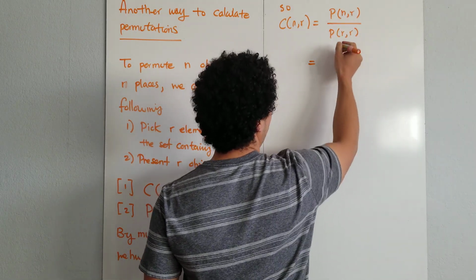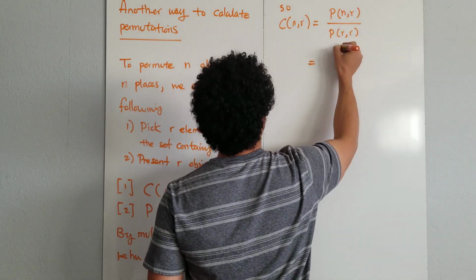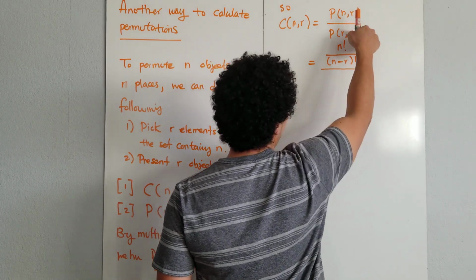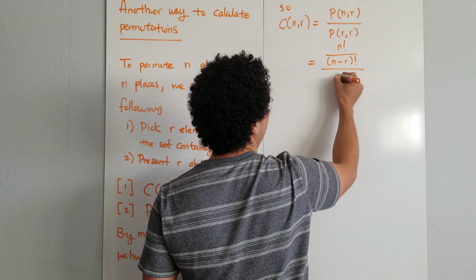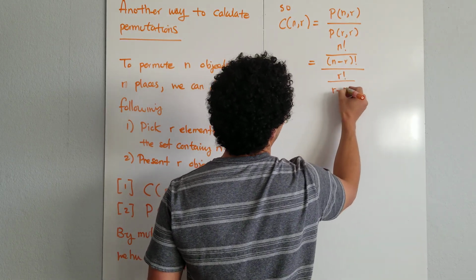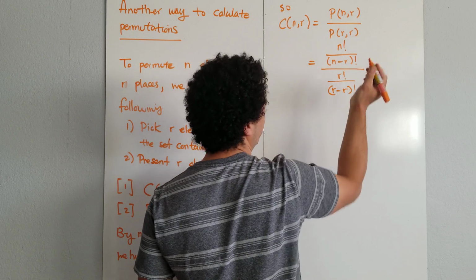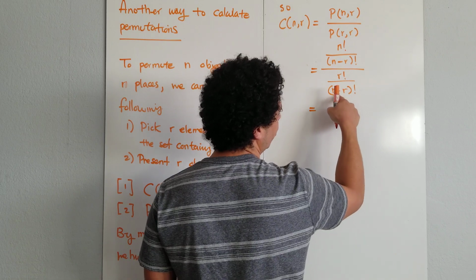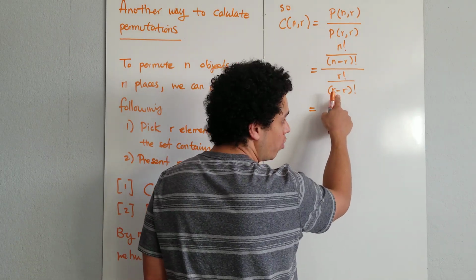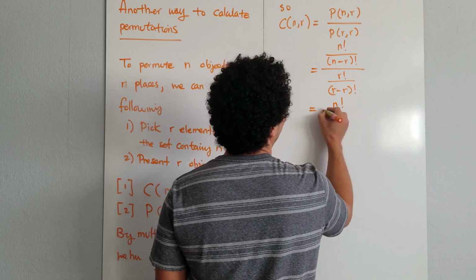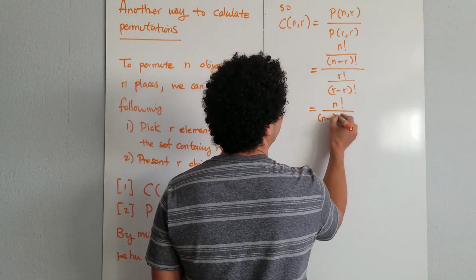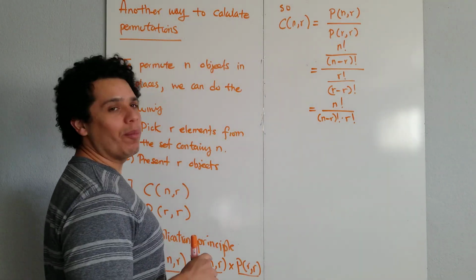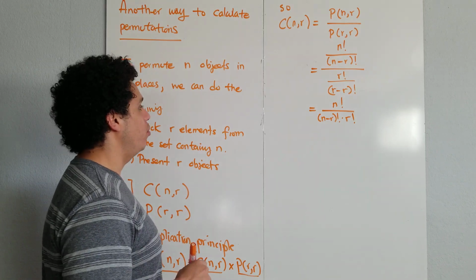Now, for this one that we have here, we already know a formula. It is n factorial over (n minus r) factorial. For this one, we also already know a formula. This is r factorial over (r minus r) factorial. Reducing this, well, this is 0, and 0 factorial is 1 by definition. So I have n factorial over (n minus r) factorial times r factorial. And there we go. We obtain a formula for combinations through a formula from permutations.